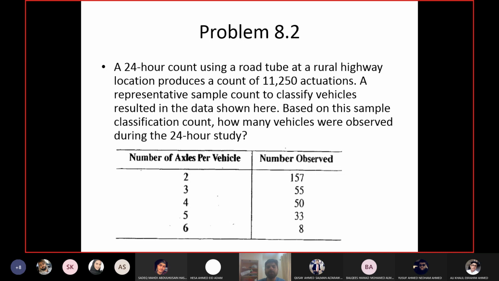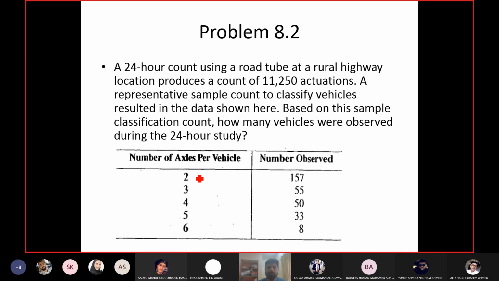So 11,250 times recorded what? Axles, right? This is what I told. The pneumatic road tube records the number of axles. So it recorded 11,250 axles. To convert the axles or these actuations to number of vehicles, they did a short study as well on the same location, and they found these counts.